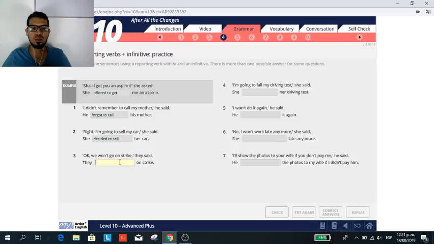"Okay, we won't go on strike," they said. Okay, when you go on strike, it's because you are not comfortable with a company's or organization's policies or decisions. So it says then you agree not to. Okay, so they agreed not to go on strike. Let's see if it's correct.